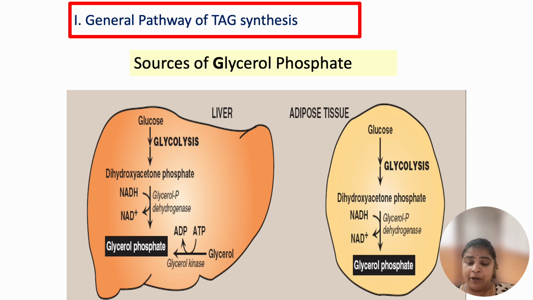So, in other tissues glycerol phosphate can be obtained from the glycolytic pathway. We have dihydroxyacetone phosphate which undergoes reduction by the enzyme glycerol phosphate dehydrogenase. NADH is the donor of reducing equivalents and it gets oxidized to NAD, and DHAP is reduced to form glycerol phosphate. So, this is happening in most tissues, whereas glycerol kinase is present only in liver.